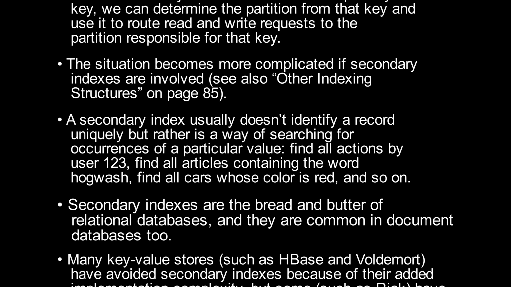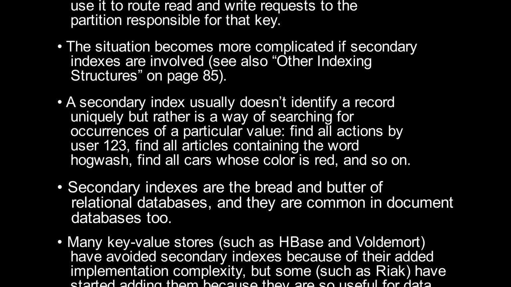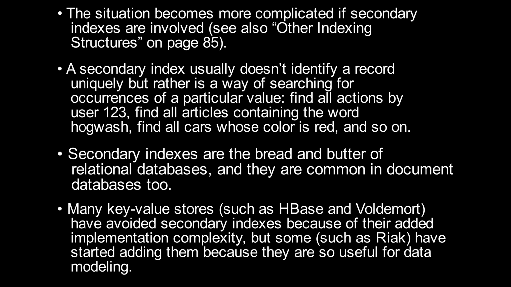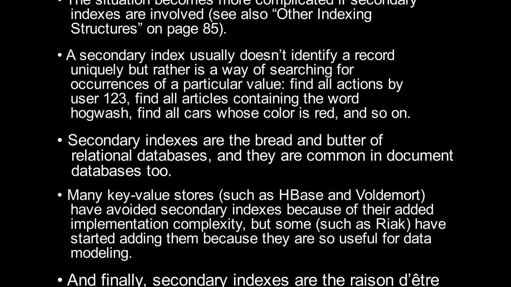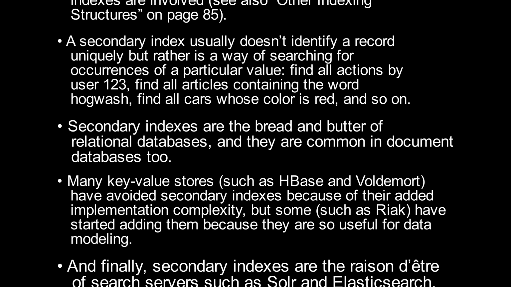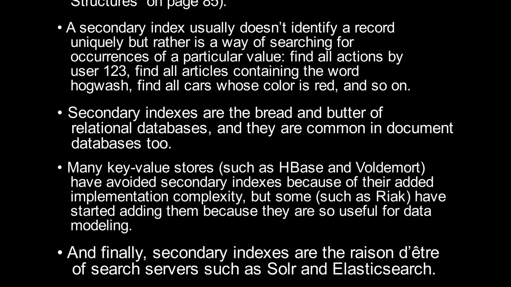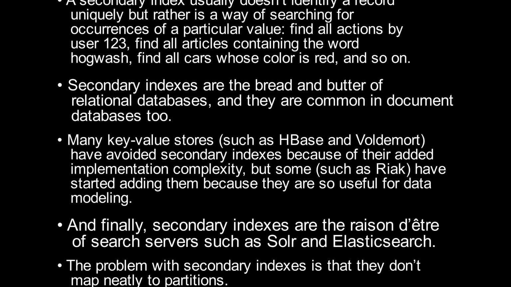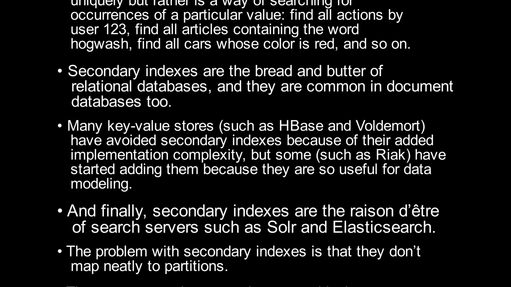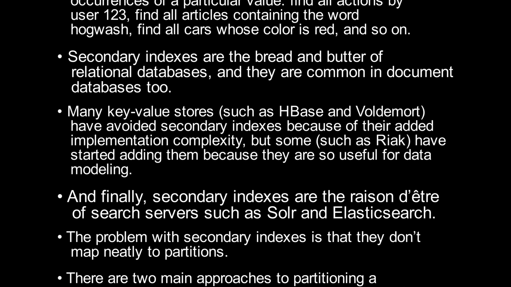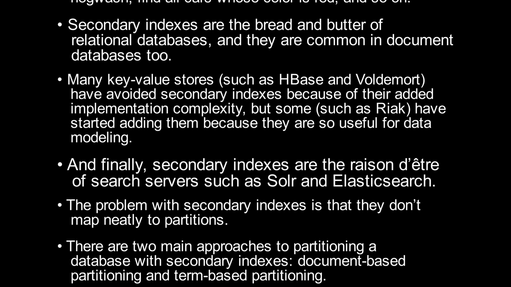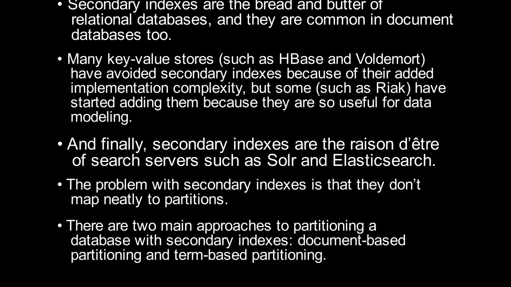Secondary indexes are the bread and butter of relational databases, and they are common in document databases too. Many key-value stores such as HBase and Voldemort have avoided secondary indexes because of their added implementation complexity, but some such as Riak have started adding them because they are so useful for data modeling. And finally, secondary indexes are the raison d'etre of search servers such as Solr and Elasticsearch. The problem with secondary indexes is that they don't map neatly to partitions.